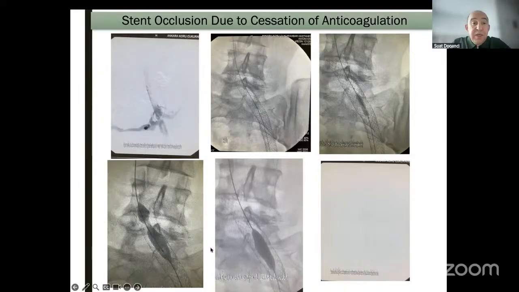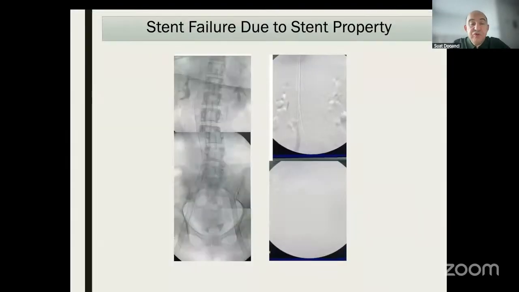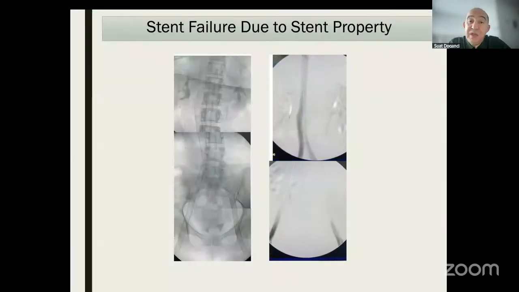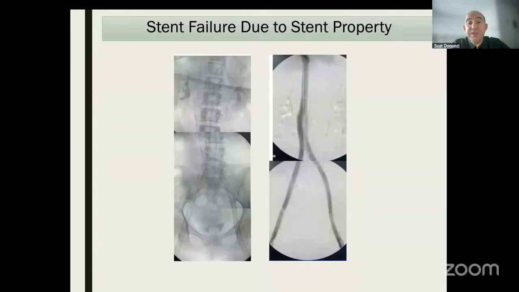So the next case, which I will show you, is a stent failure due to a stent property. This was a cava-iliac stenting. You see that nearly from the heart to both groins, we stented this patient. As you see, this is all Wallstent. I think it's 10 or 11 stents. Just after the procedure, you see that we have a nice recanalization.